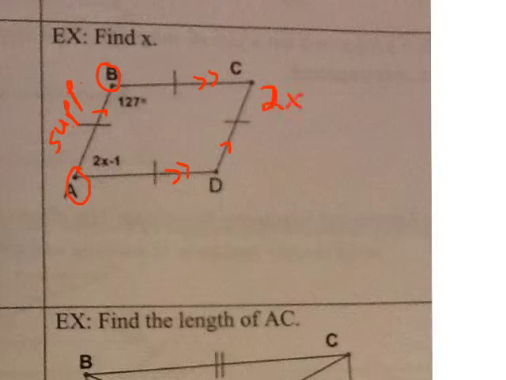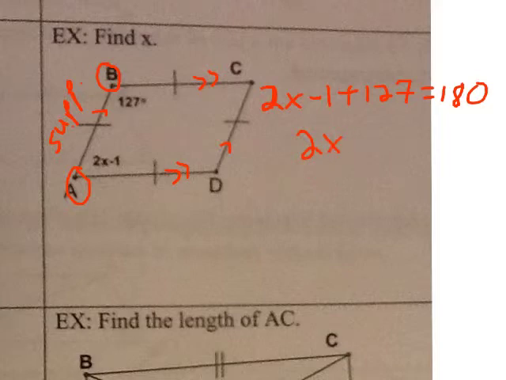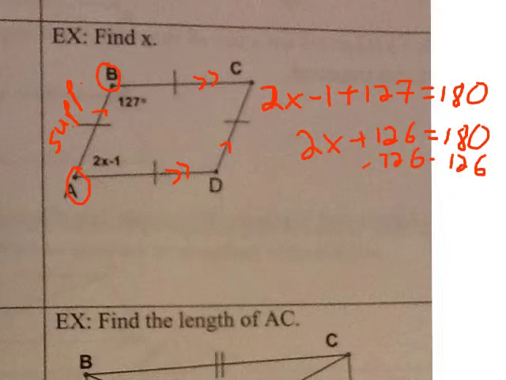2x minus 1 plus 127 equals 180. Alright, and now I want to solve this, so I'm going to combine like terms, 2x, and then this is going to be plus 126 equals 180, and I'm sure you guys can finish out the math here. But minus 126 from both sides. Okay, and I get down to 2x equals, let's see, 54. And if you divide by 2, you get down to x equals 27.